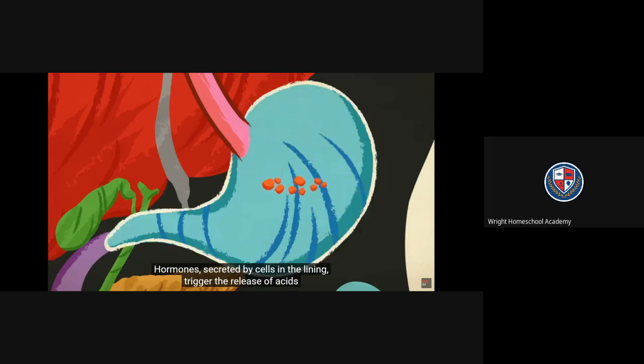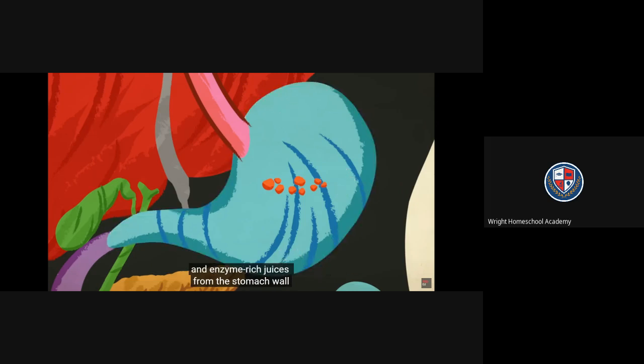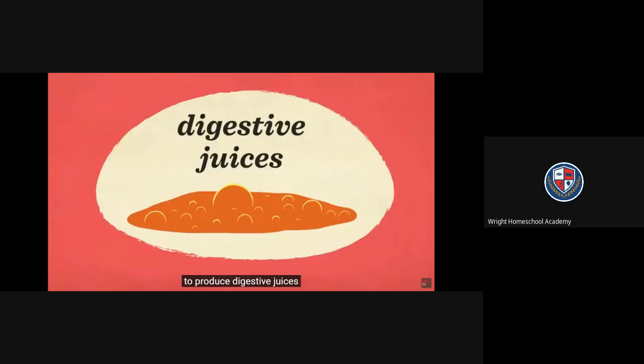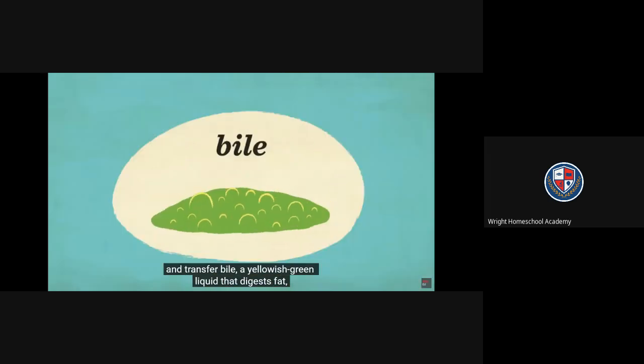Hormones secreted by cells in the lining trigger the release of acids and enzyme-rich juices from the stomach wall that start to dissolve the food and break down its proteins. These hormones also alert the pancreas, liver, and gallbladder to produce digestive juices and transfer bile, a yellowish-green liquid that digests fat, in preparation for the next stage.